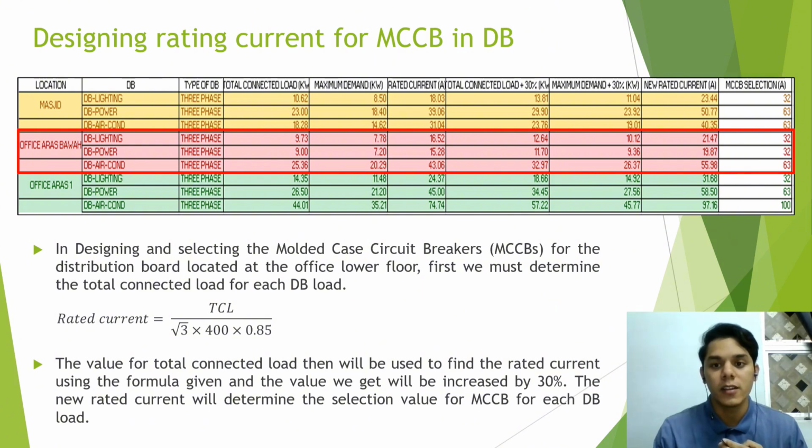As you can see, for DB lighting, the new rated current is 21.47 ampere, and we choose the MCCB rating current of 32 ampere. For DB power, we get 19.87 ampere, and we choose the MCCB rating current of 32 ampere also. For DB aircon, we get 55.98 ampere for the new rated current, and for the MCCB we choose 63 ampere.